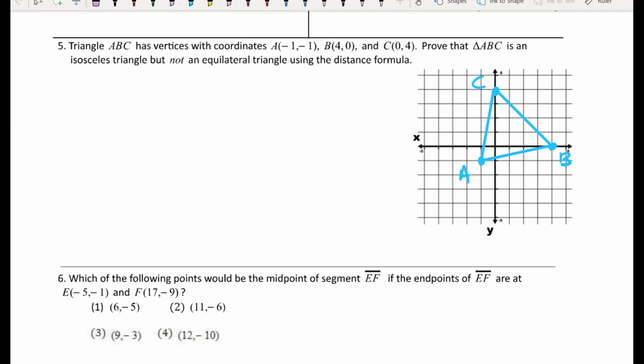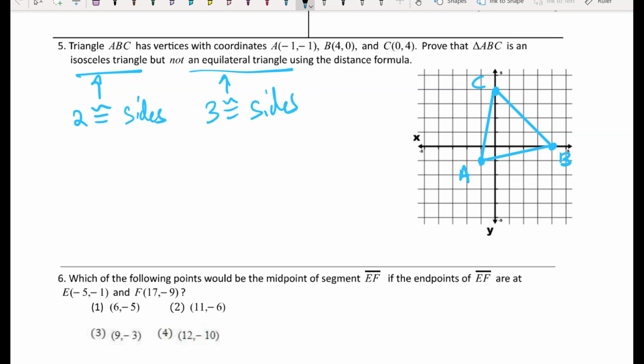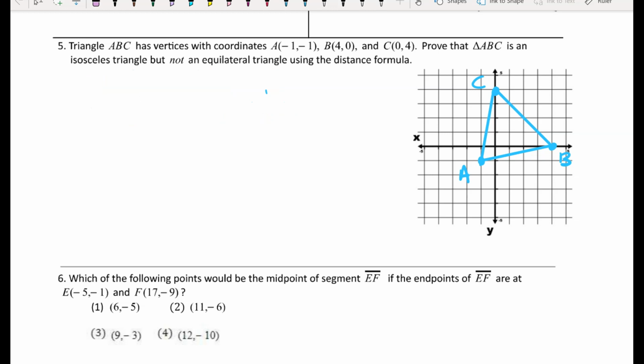Number 5. Triangle ABC has vertices with coordinates A (-1, -1), B (4, 0), and C (0, 4). Prove that triangle ABC is an isosceles triangle, but not an equilateral triangle, using the distance formula. So remember that an isosceles triangle is going to have two congruent sides, while an equilateral triangle has all three congruent sides. So the reason we need the distance formula here is because that will tell us the length of side AC, the length of side AB, and that will tell me which two sides are congruent here and which side isn't.